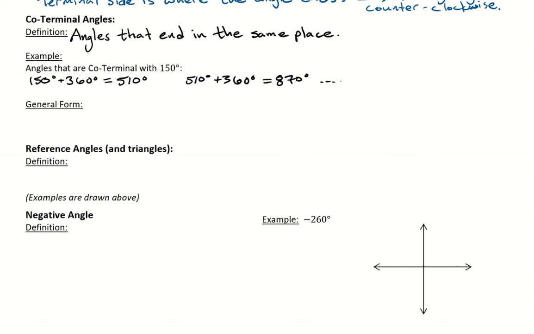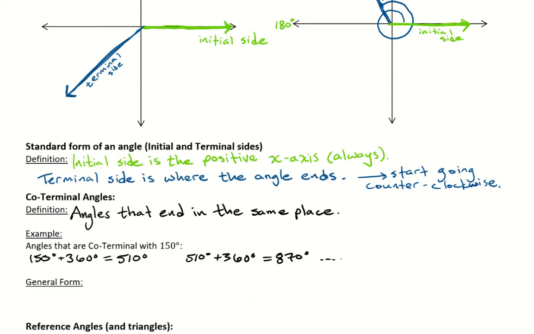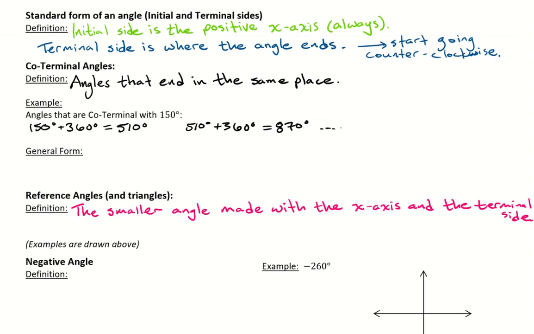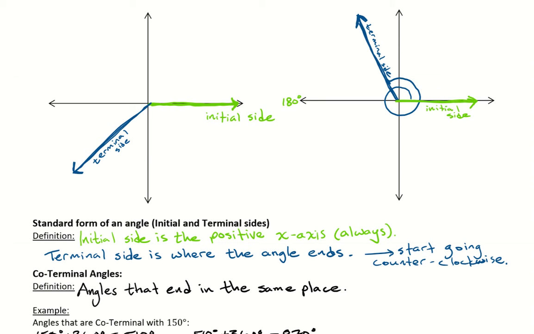First, let's look at reference angles. A reference angle is the smaller angle made with the x-axis and the terminal side. Looking here, this is the x-axis, and this is the terminal side. So the smaller angle there would be this one right here, and on this one, it would be this one right here. Those are going to be our reference angles. It just gives us an idea of how big this angle is. So let's put the definition in: it's the smaller angle made with the x-axis and the terminal side. In this case, it's this angle right here.